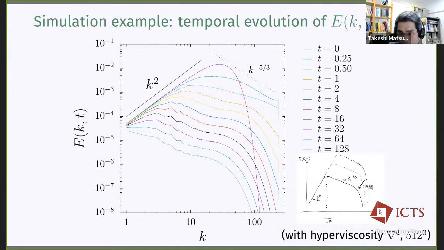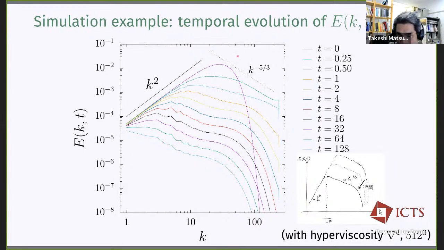So we start with this initial condition, and this is time 0. The second curve I plot here is time 0.25. This is the green one.